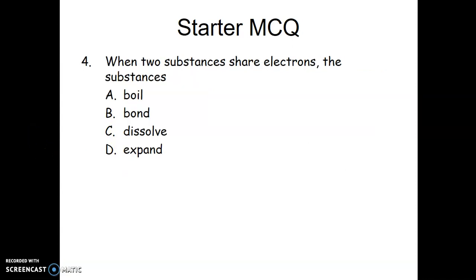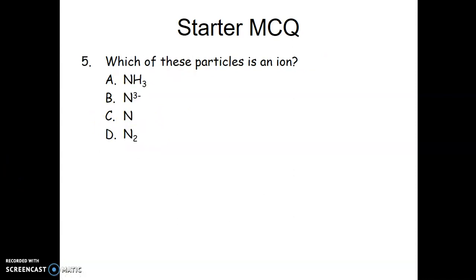Number 4, when two substances share electrons, the substances will bond. That is one of the ways that two substances can bond, by sharing electrons. And the last one, which of these is an ion? Well, an ion is an atom or group of atoms that has become charged. And the only one there with a charge is N3 negative. So the answer is B, N3 negative.